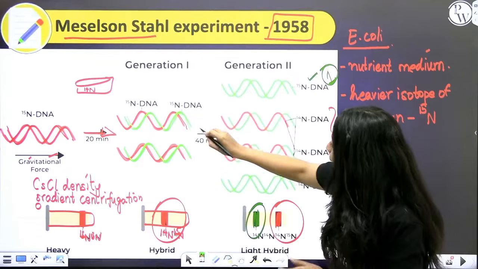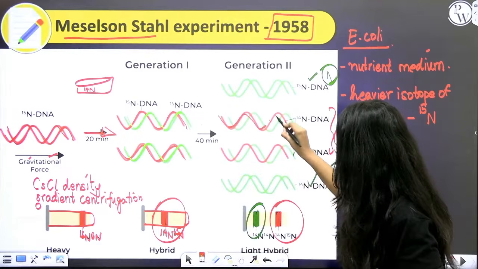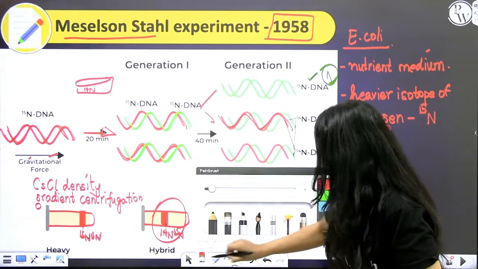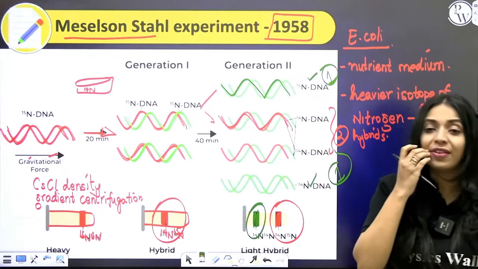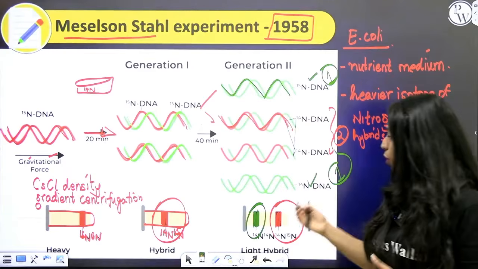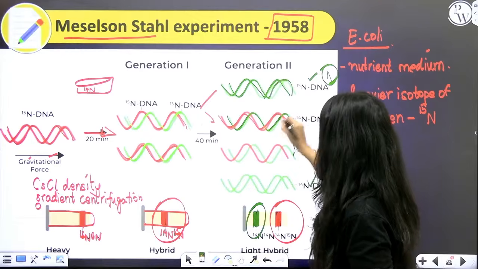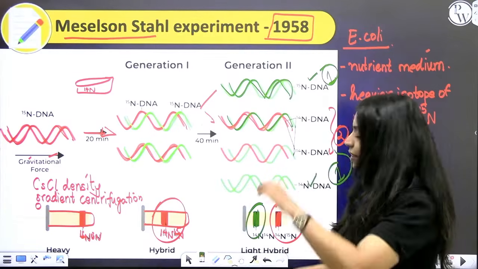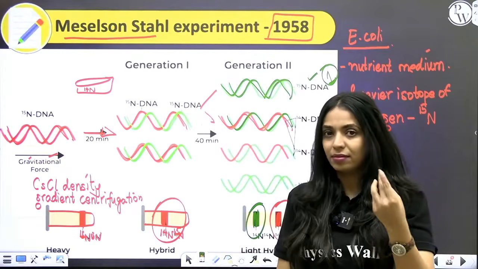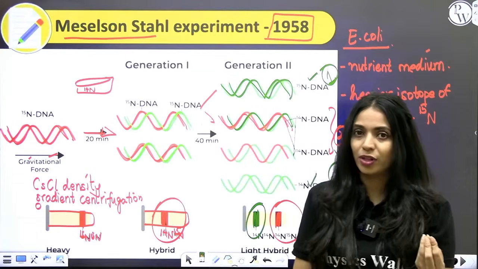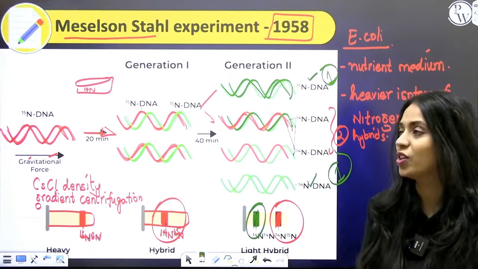Both of these will act like parents here. So over here, this is the parent from this and this is the parent. At this point, you don't have N15 in the medium anymore. So whatever N14 is available, from that the new strand will be synthesized. Same thing happens for this. As a result, at the end of this, you will get two hybrids and two purely N14 DNA molecules. So this indicated that replication of DNA happens by the semi-conservative mode.